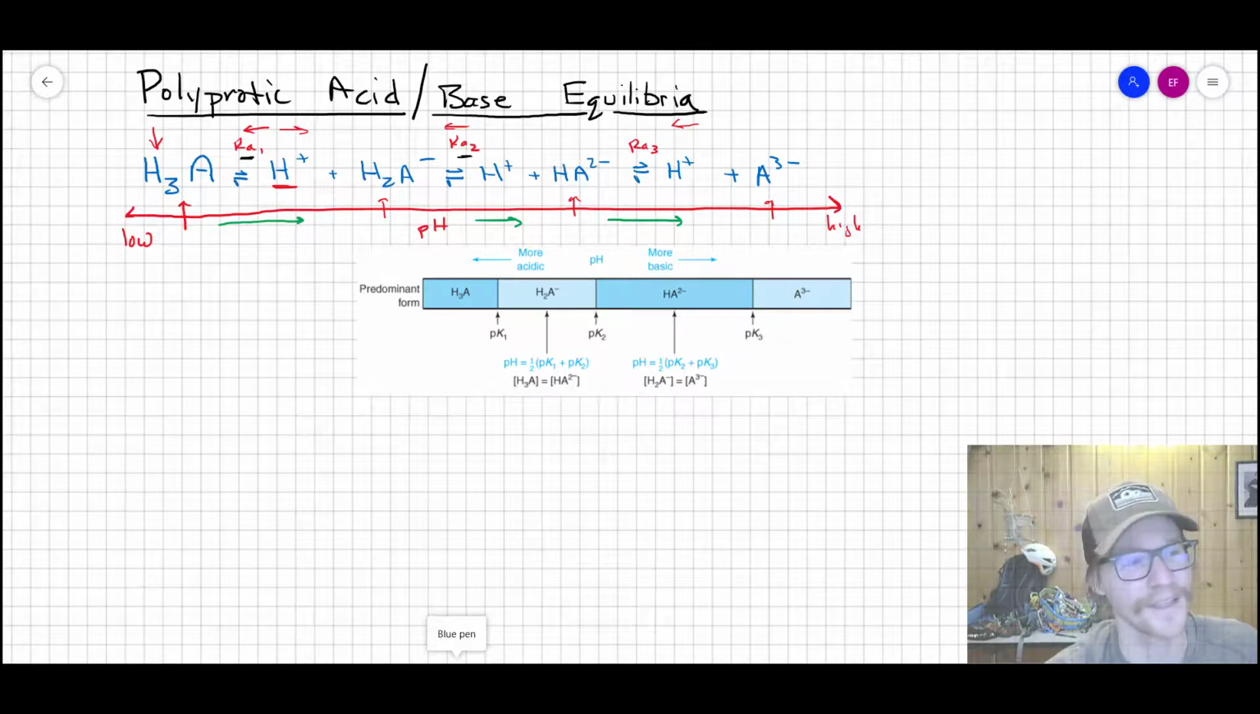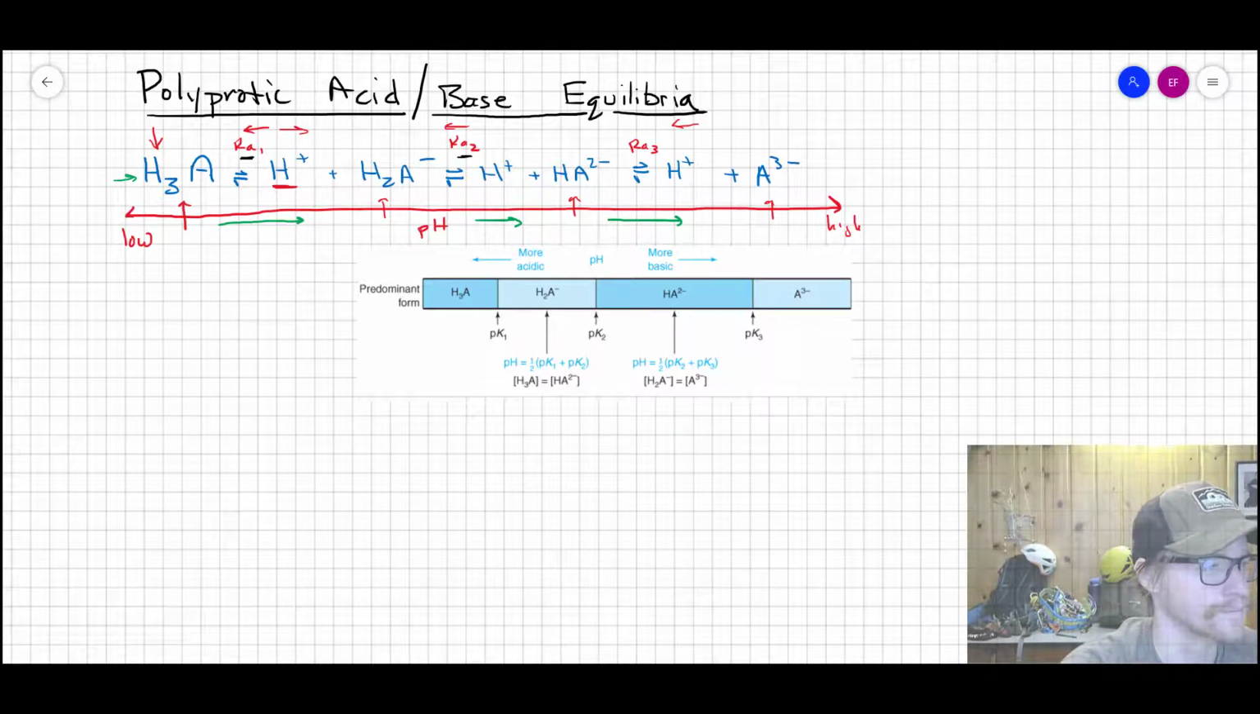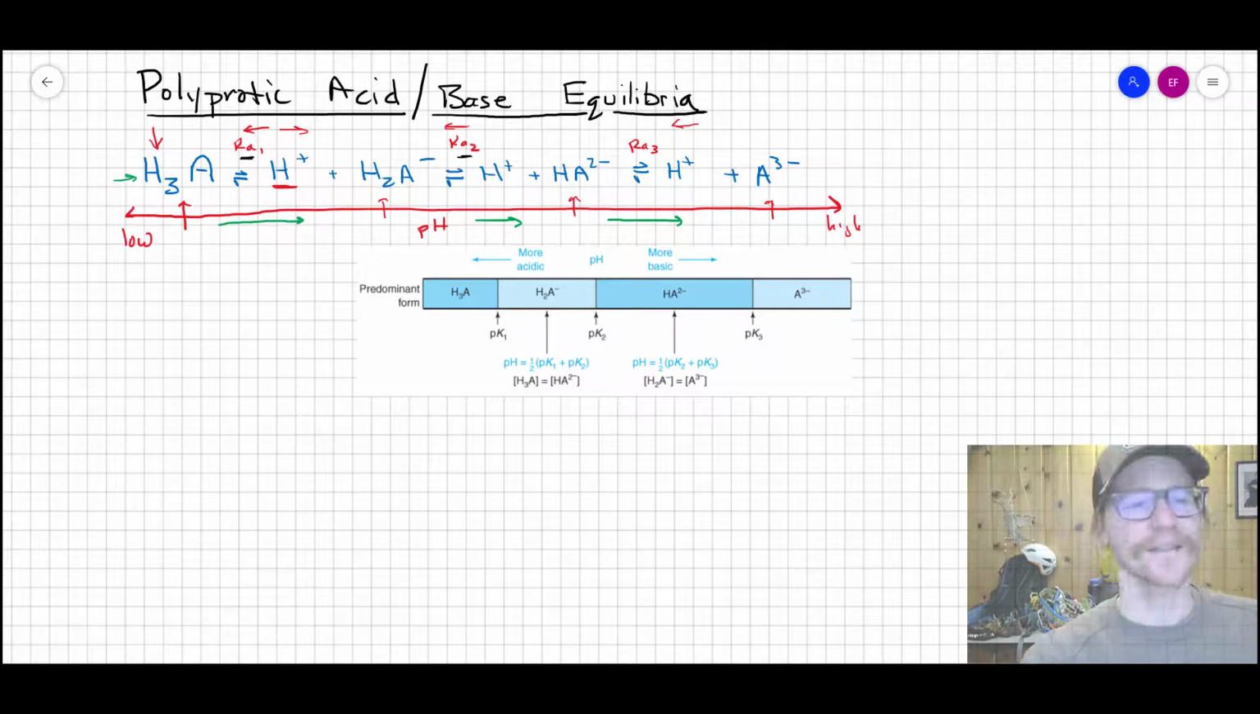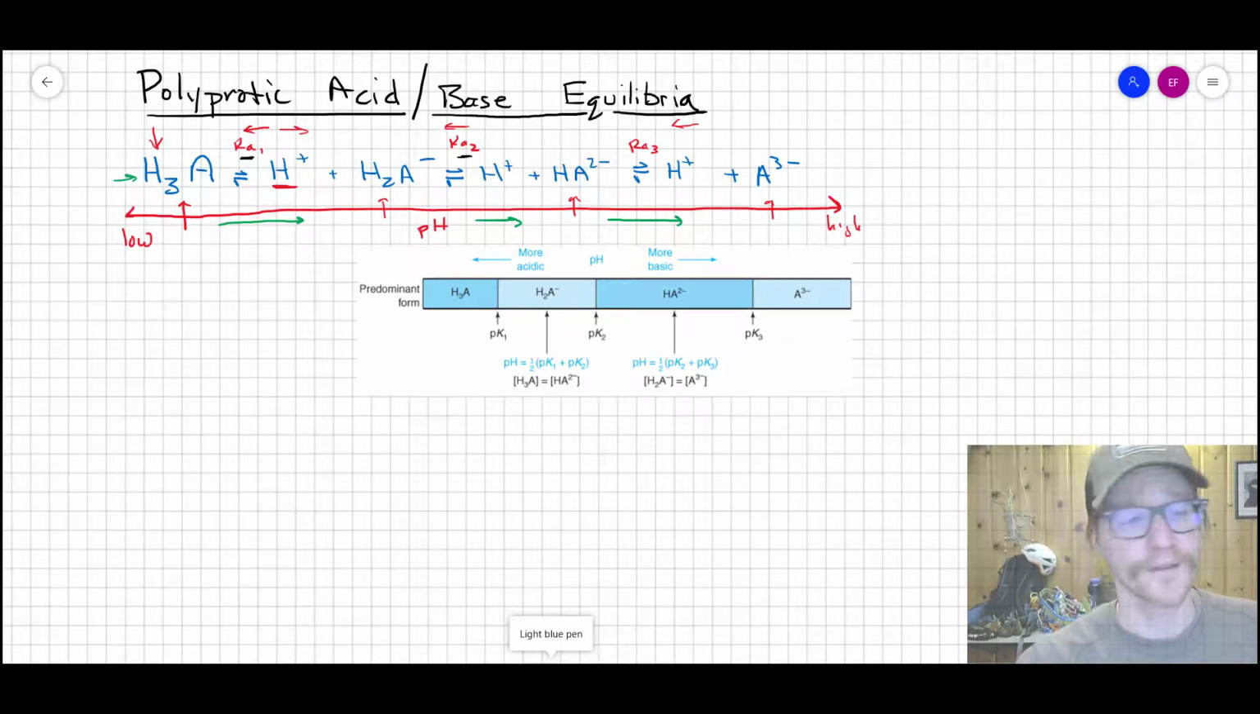Again, that doesn't mean that there's no H3A. It just means that the equilibrium of all of these reactions lies heavily to the right, but H3A is non-zero. It's still present in solution. So we can think about each one of these steps in the acid-base equilibrium from the perspective of our own Henderson-Hasselbalch expression.